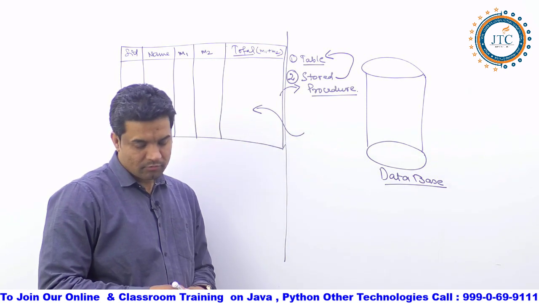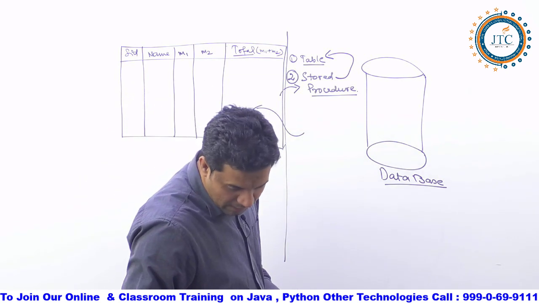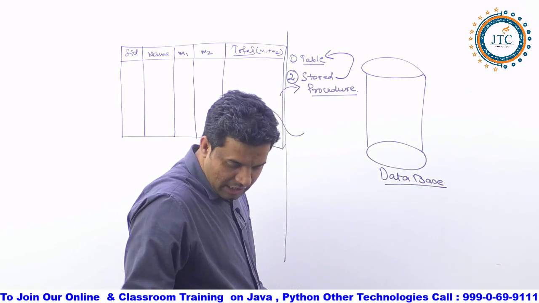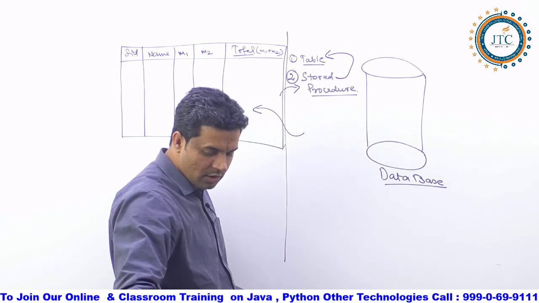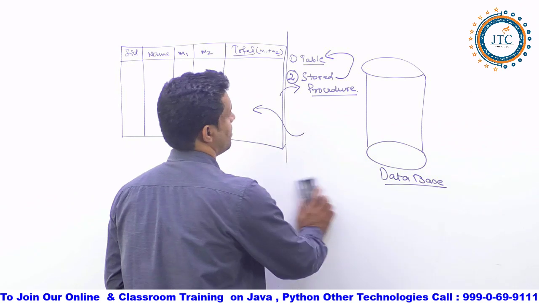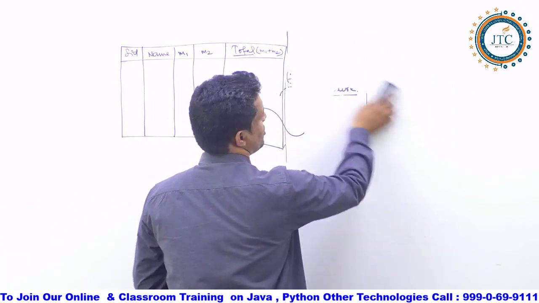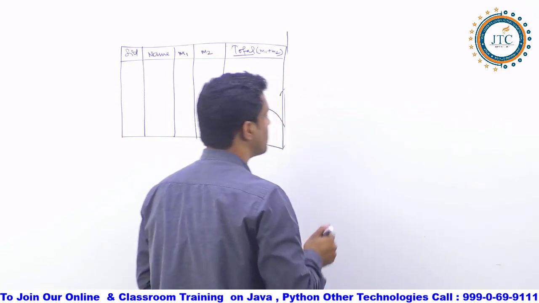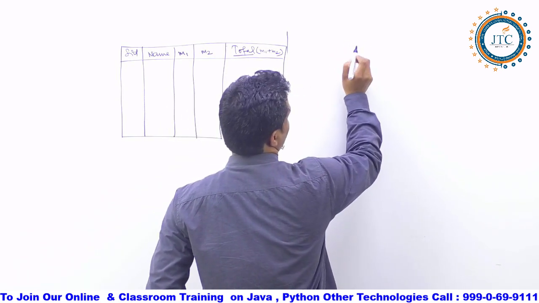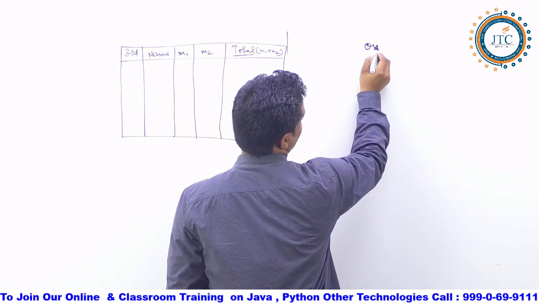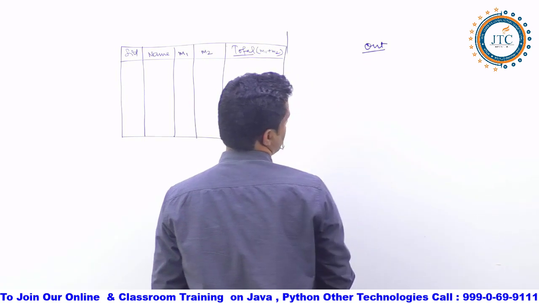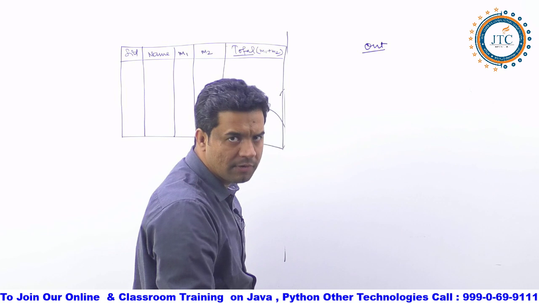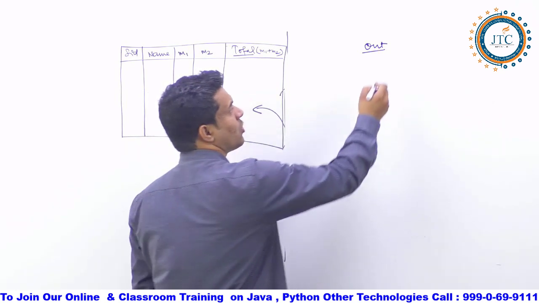See here guys, if in your procedure, whatever you are writing, if inside that there is an out parameter, fine. So which one is your out parameter?